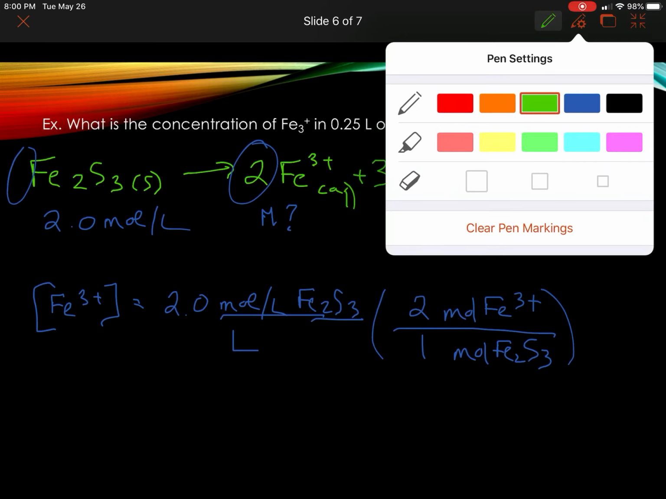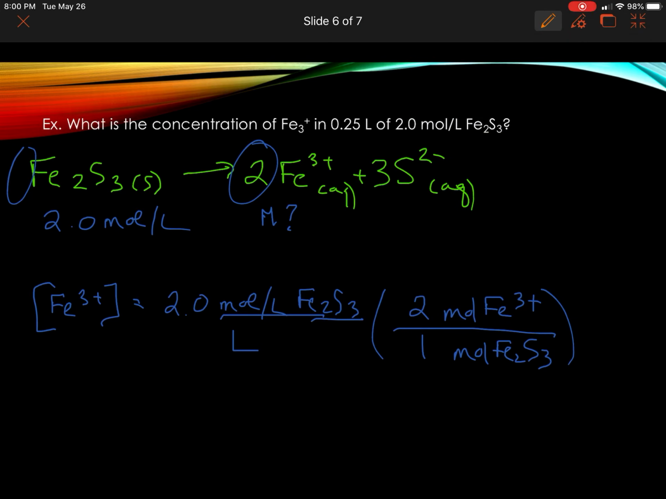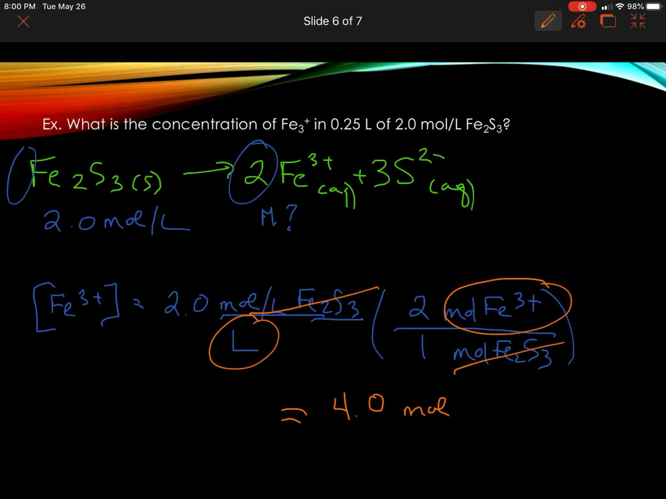Let's use orange. So the moles of Fe2S3 cancel, and I'm left with moles of iron per liter, which is what I want, moles per liter. And so my answer then, checking for sig figs, of course, is 4.0 moles per liter. And that will be the concentration of the Fe3+.